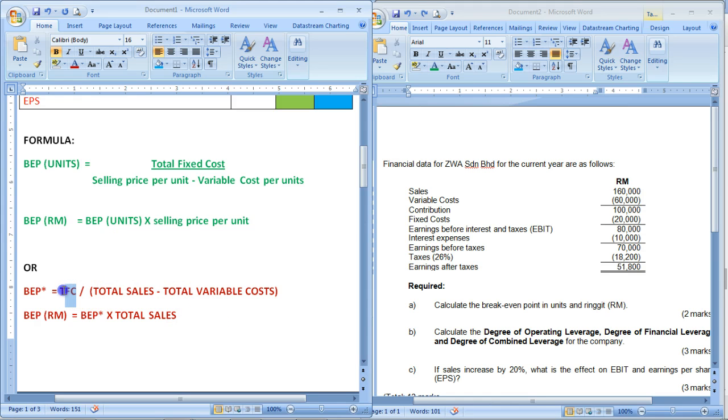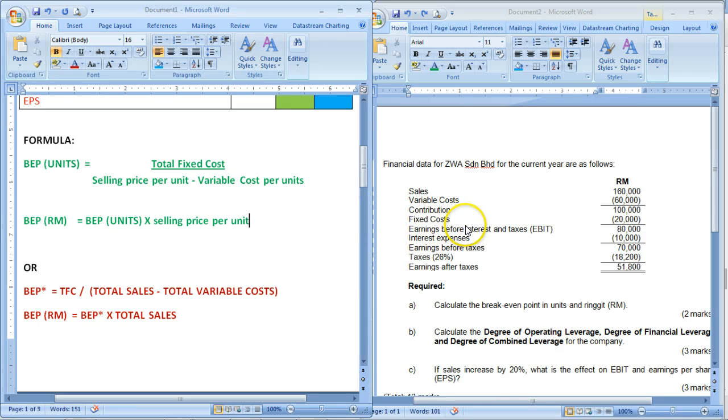Okay, total fixed cost. So what is the fixed cost? Yes, 20,000. Divide by total sales, this is your sales, 160, minus variable cost. That's all. And then the answer that you get here, you need to times with total sales. As a direct question, class, you only need to know how to extract the information.